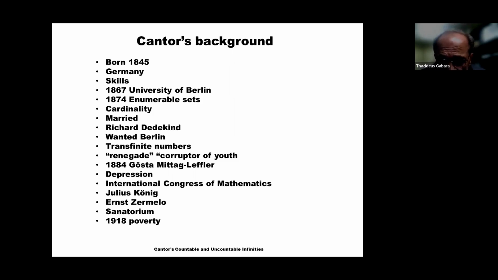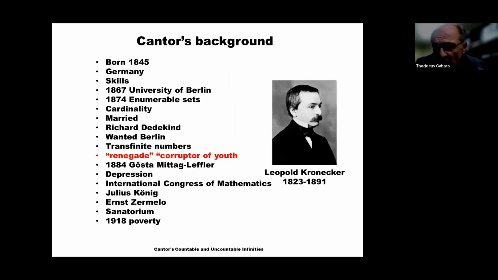And when he tried to apply to the University of Berlin, Leopold, his nemesis, always knocked him down. Leopold went so far as to call Cantor a renegade and a corrupter of youth. And these are fairly insulting terms back then. Today, they may not be so bad, but he was under constant struggle.